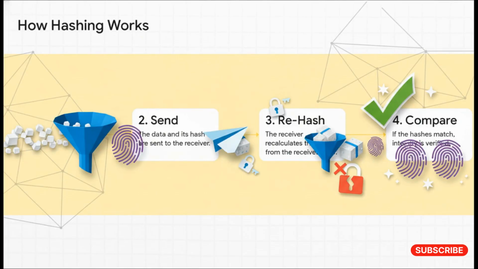And here's how you actually use it. It's pretty straightforward. The person sending the data first creates that digital fingerprint, the hash. Then they send you both the data and the hash. When you get it, all you have to do is take the data they sent and run it through the exact same hash function yourself. If the fingerprint you create matches the one they sent you, boom! You know for a fact that the data hasn't been touched.